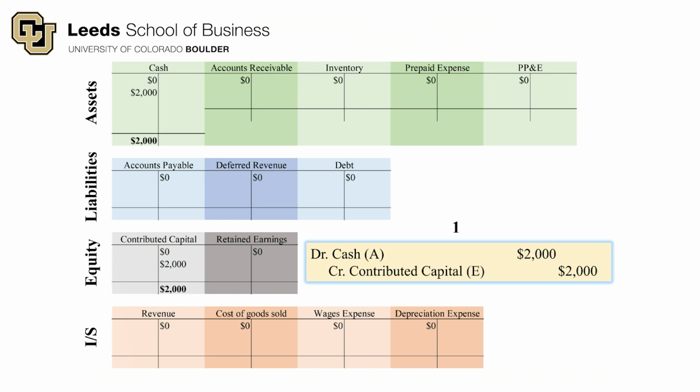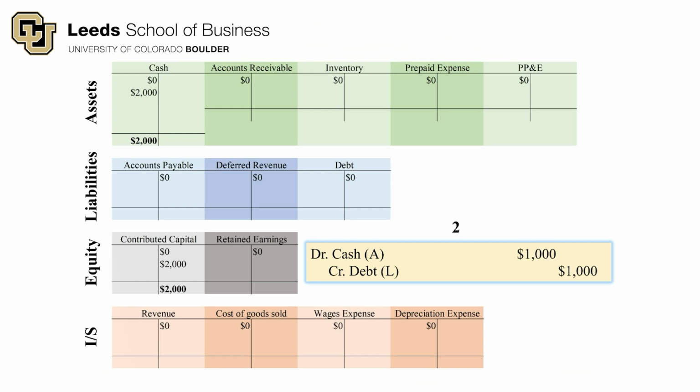And you can see I did this in Excel, so I'm having the ending balances of each account update live. So you can see the cash now has $2,000 in it, and contributed capital has an ending balance of $2,000, which is that bold number at the bottom of the T account. This is going to be pretty simple. We'll just go through our 12 transactions.